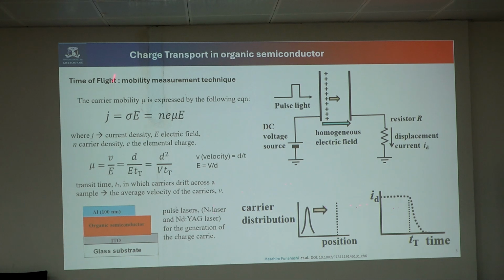Again, in this time of flight experiment the mobility value comes from this famous equation, the mobility is d squared by Vt. You know that the electric field is nothing but voltage divided by distance, V by d, and velocity is nothing but distance by time. By substituting these factors, finally we can arrive at this. So normally this device needs a thick active layer, so that whatever charges are generated can reach there and be collected. By finding this transit time and substituting, we can find the mobility. This is another way to find the mobility.